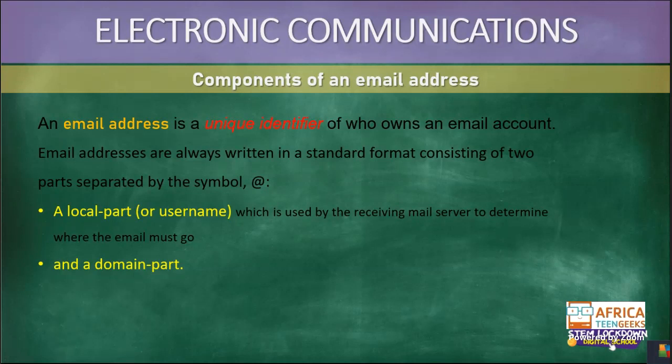So it's composed of 2 parts, which are separated by the @ symbol. There is the local part, which is the username, which is used by the receiving mail server to determine where the email must go. Then the second part, which is the domain part. So we are going to divide this, like the domain part, and then we look at the different parts that it's composed of. And if you do not understand anything, you are free, as I'm presenting, to type in your question, and then we'll look at it.